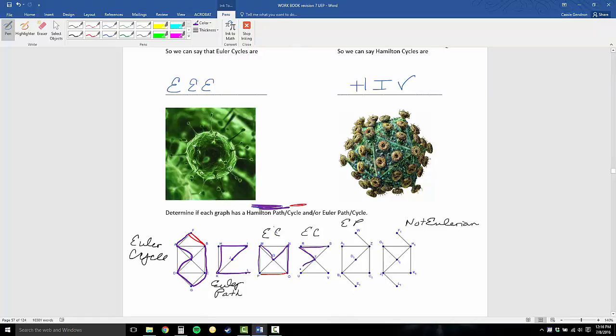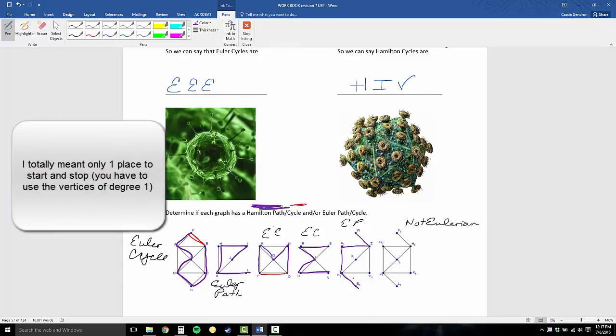Here's a Hamilton path here. Does this have a Hamilton cycle? Why not? It's the bridges. So I'm going to start at one bridge. I'm going to go around. I don't even know if I have a Hamilton path here. I don't. I have more than one place where I can start and stop. So, non-Hamilton.